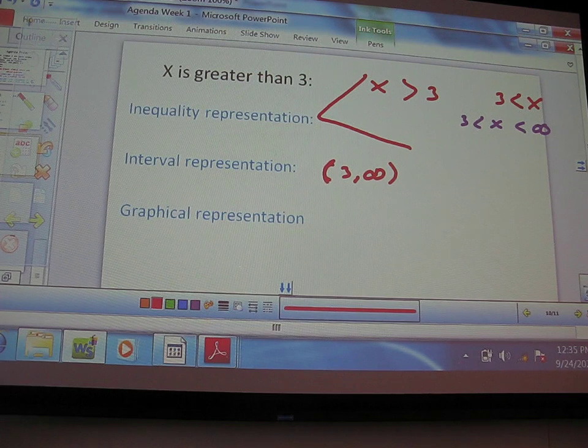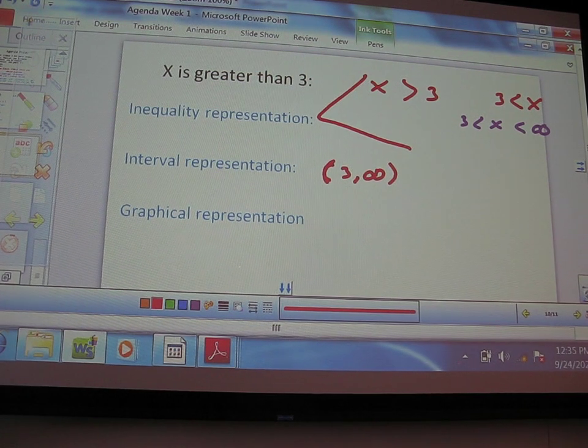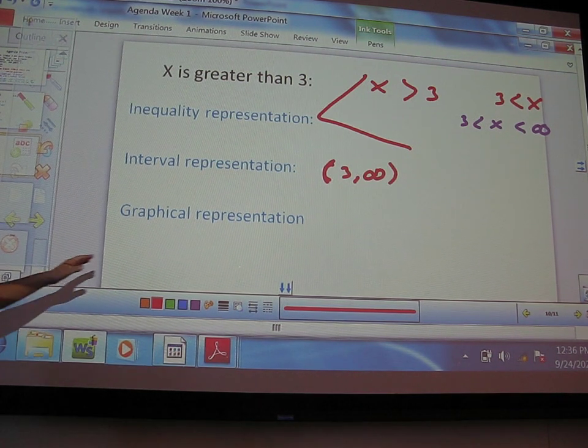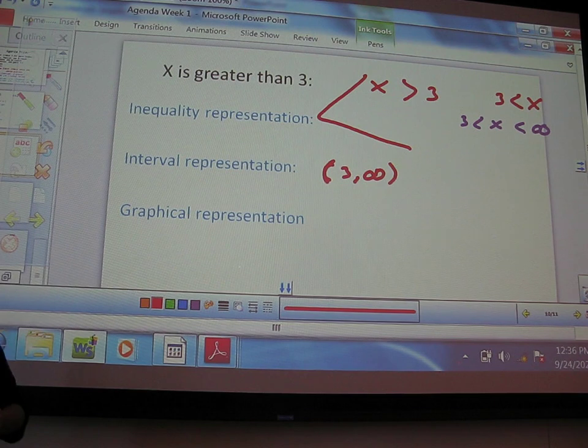Questions so far? Good? You can totally take pictures of this too. It will be available. I'll post it up on Canvas under board PDFs.